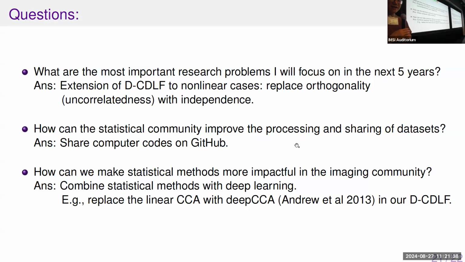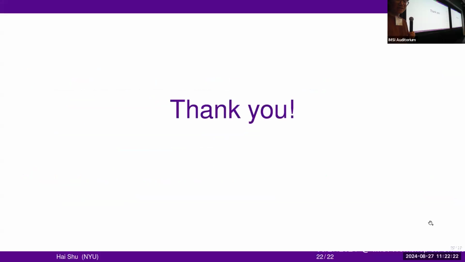And also on how to improve the processing of data sets, I would suggest sharing your computer code on GitHub, because it's very important for other researchers to use the code for comparison and to benchmark work. And also, on how to make a statistical method mature in the imaging community: my collaborators always tell me that nowadays all the radiologists use deep learning methods, the AI approaches. So one suggestion is to combine statistical methods with deep learning methods. For example, we can replace the linear CCA by deep CCA in our framework. Thank you.